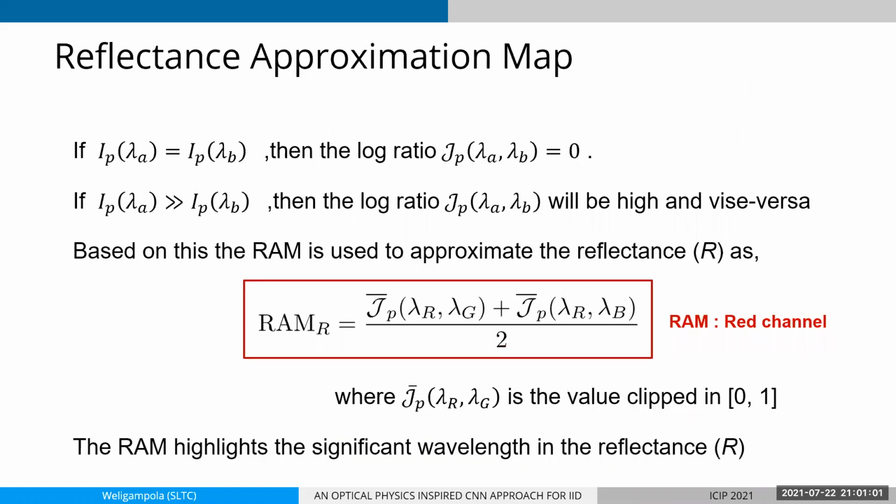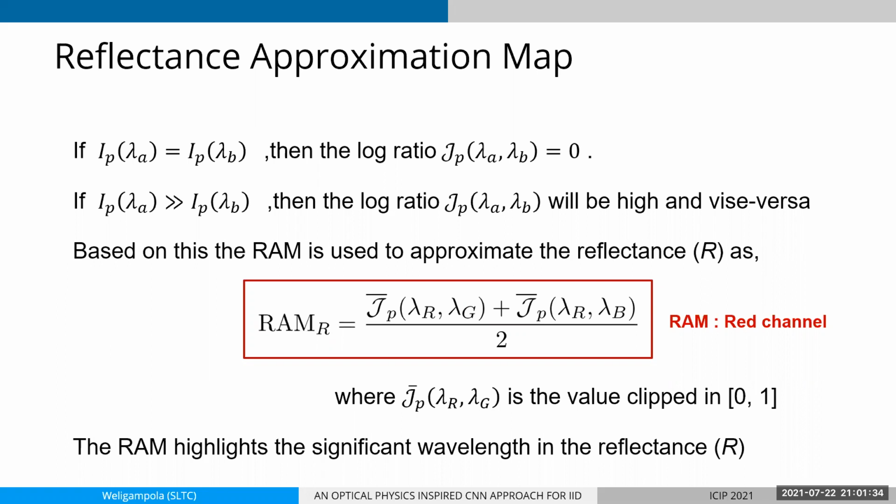Next, we approximate the reflectance through the RAM. For this, we consider two wavelengths, and if they have equal intensities, then we know that the log ratio is 0. However, if one wavelength is dominant compared to the other, then this ratio will be high. Based on this idea, we create a 3-channel image matrix called the reflectance approximation map. As shown, the RAM of a channel, in this case the red one, is given by the average of the ratios of the red channel with respect to the green and the blue channels.